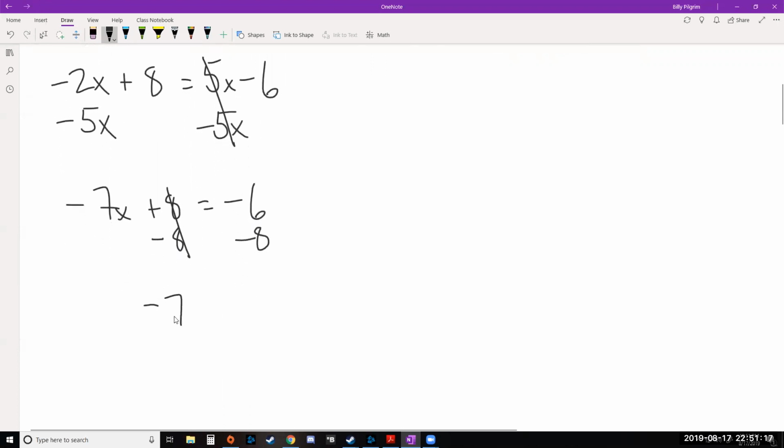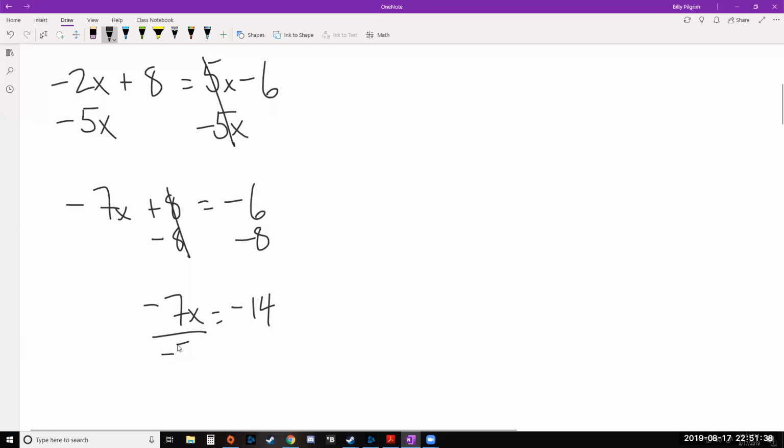We get -7x equals -6 - 8. That'll give us a -14. So that's the end of step 2, right? Now we have all of our variables on one side, everything without a variable on the other side. Now we want to isolate x. What's happening between the -7 and the x here is multiplication. We break multiplication by dividing.